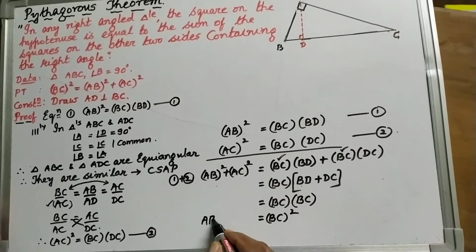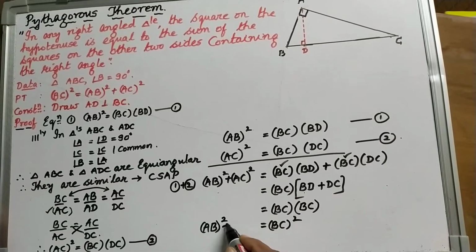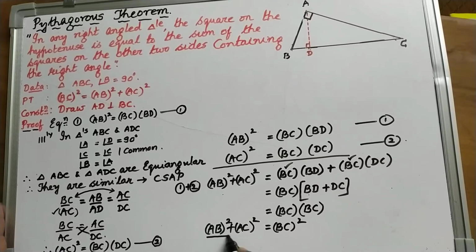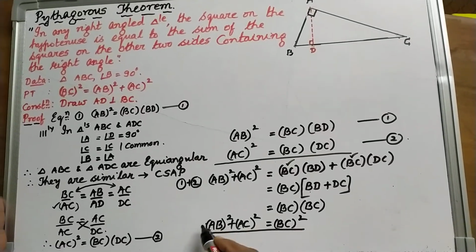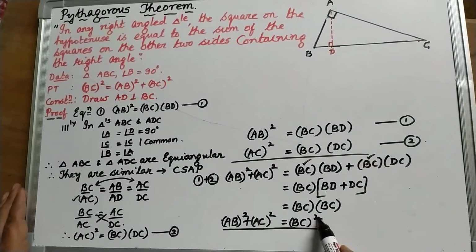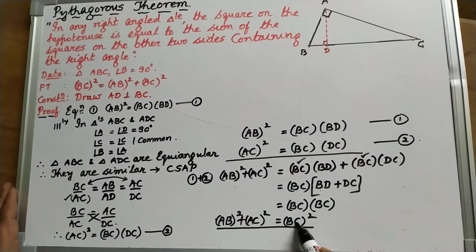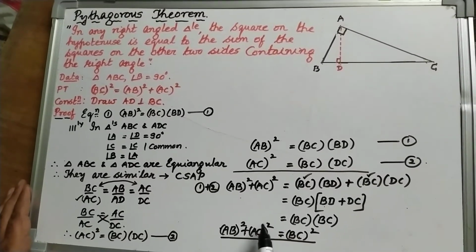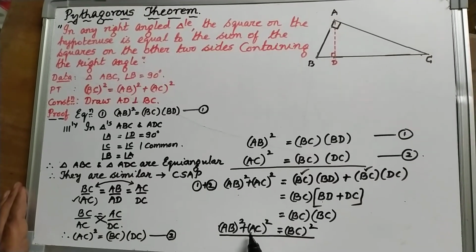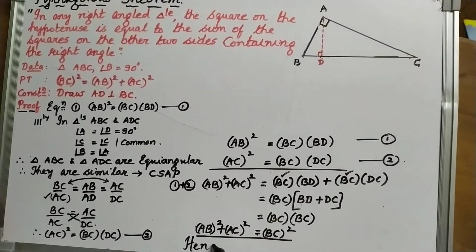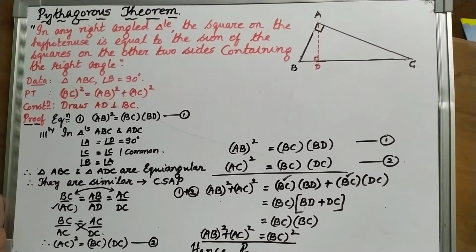Therefore, AB square plus AC square is equal to BC square, and that is what we were supposed to prove. The square on the hypotenuse is equal to the sum of the squares on the other two sides containing the right angle, and that is the proof, and hence proved.